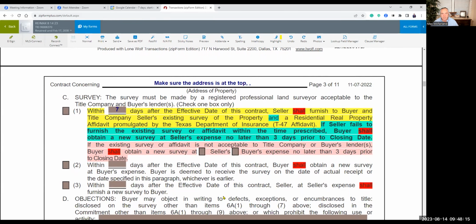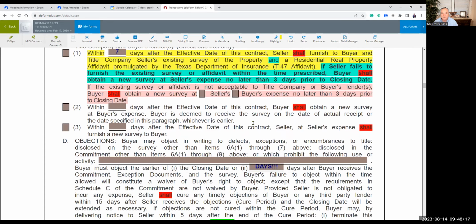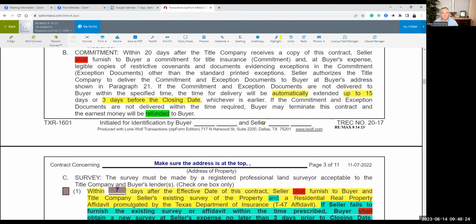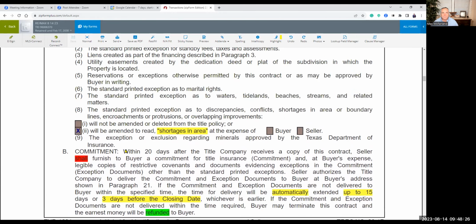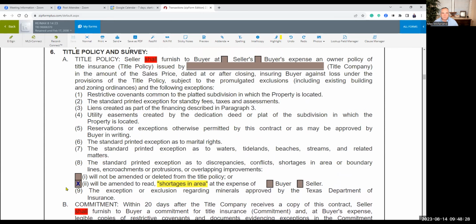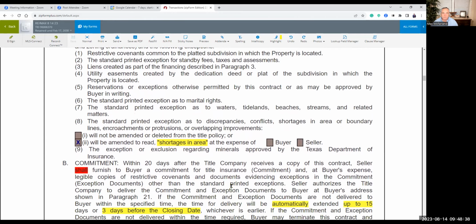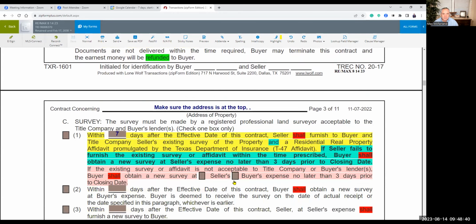Survey, there's 3 parts to this paragraph. We've talked about these. And one of the key things is we have to have a T47 if we're going to use an existing survey. And by the way, to do this, 6A8, right? To do this one, you have to have a survey. It can be an existing survey, does not have to be a new one, but you have to have a survey to make that work.